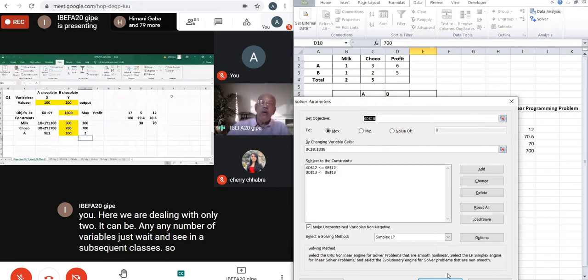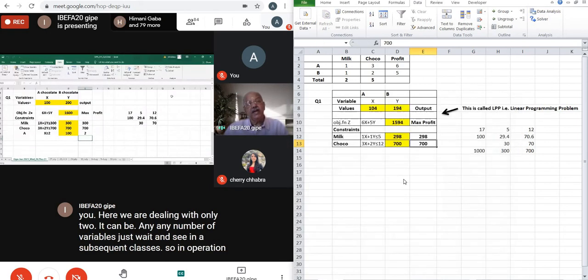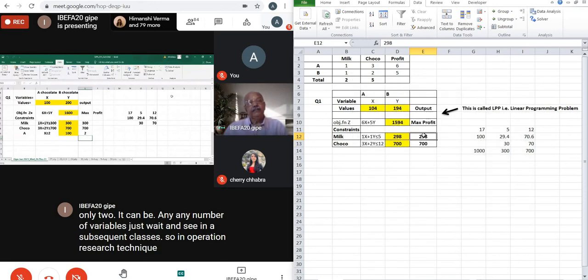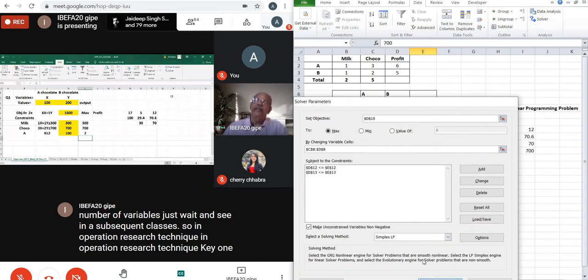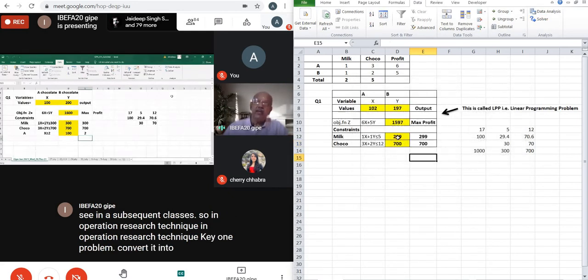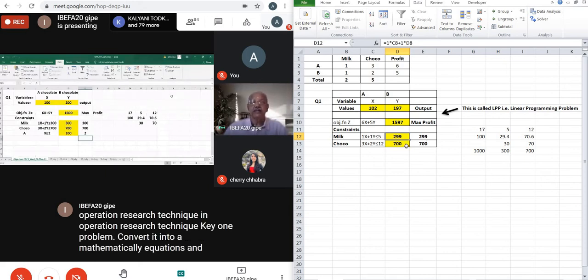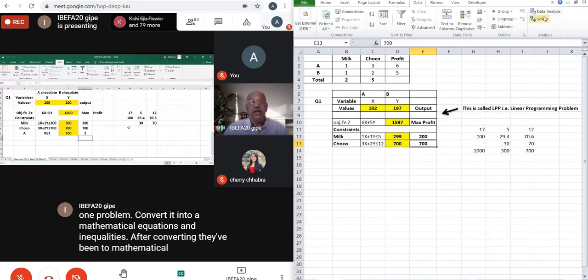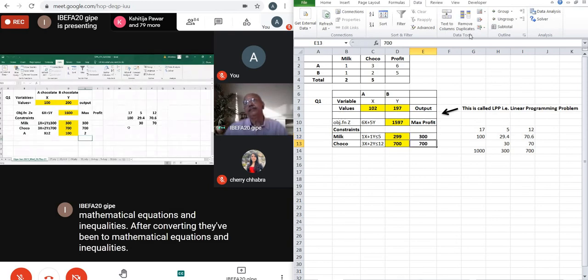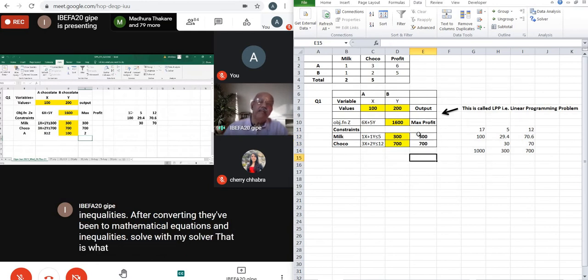So, in operations research technique, given a problem, convert it into mathematical equations and inequalities. After converting them into mathematical equations and inequalities, solve it by solver. That is what this example tells you.